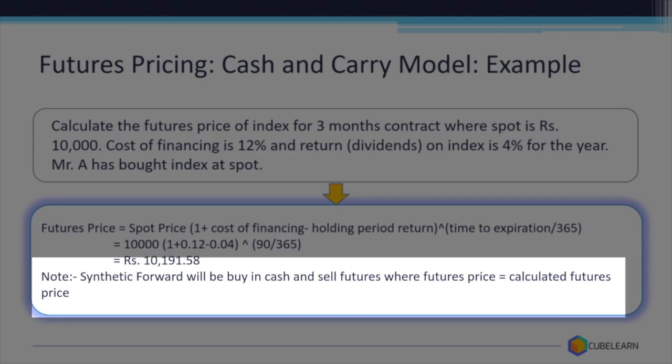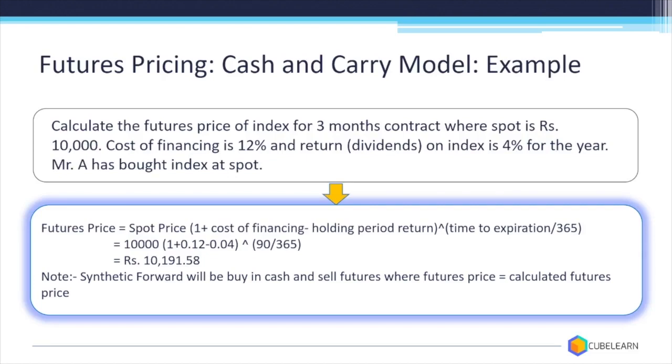Like we discussed in our earlier slide, if the futures price is equal to the calculated futures price, then there will be no opportunity of arbitrage. Otherwise, there is cash and carry arbitrage or reverse cash and carry arbitrage opportunity.